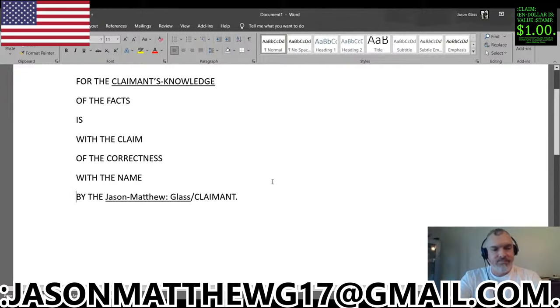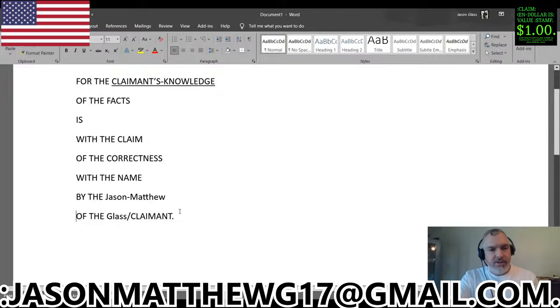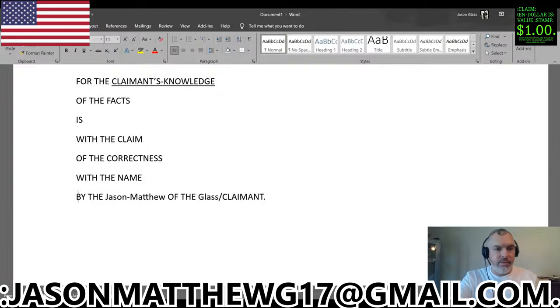See, if I didn't have the underline there, now this positional is to be taken by itself. And so therefore it would look like this. And that is not correct. It would not end on an of the. It has to end on a by the. Thus, that is why I underlined the name.